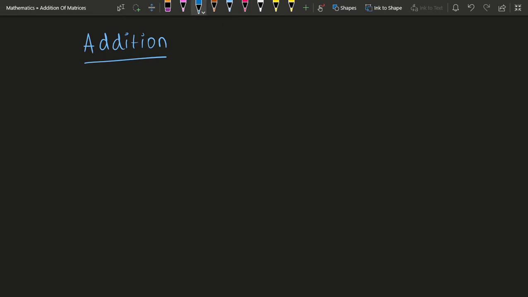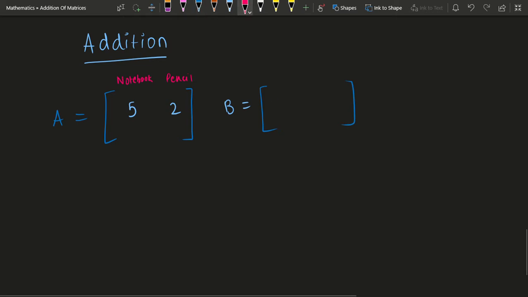Let's begin with perhaps a practical example. Let's say, or let me not take names, let me just take a person A who has some notebooks and some pencils. Let's say he has 5 notebooks and 2 pencils, and similarly for B we can write the matrix as being 3 and 3.